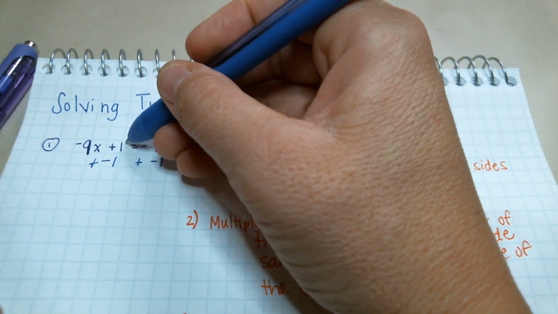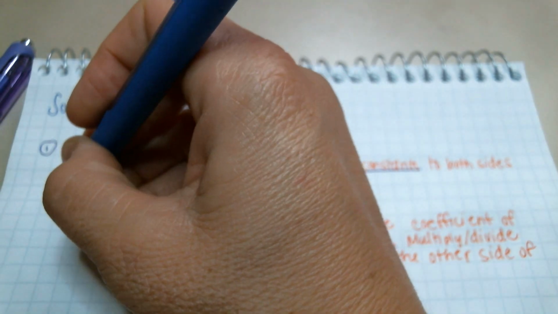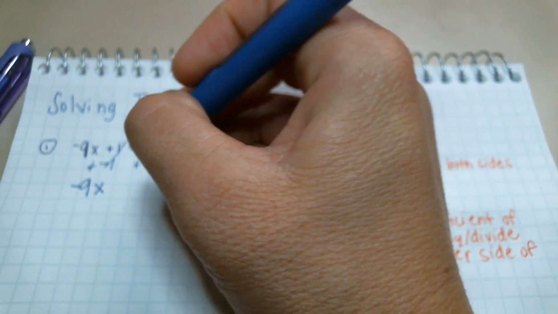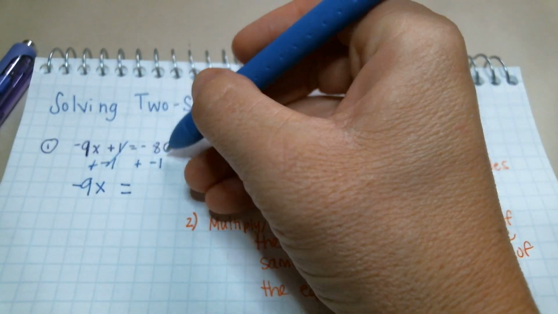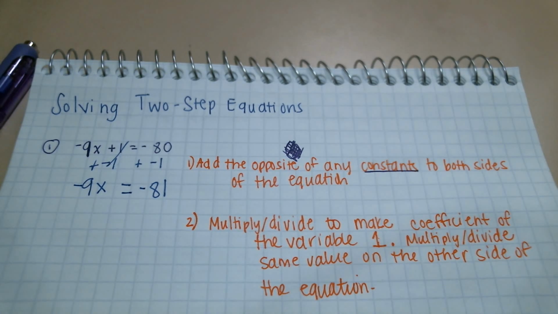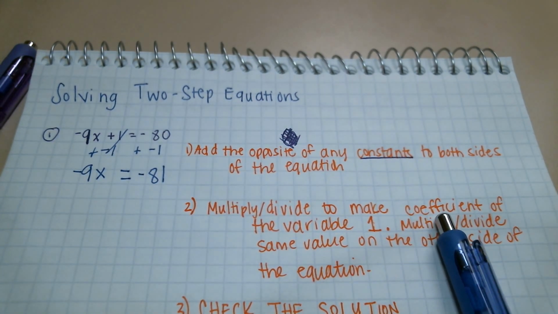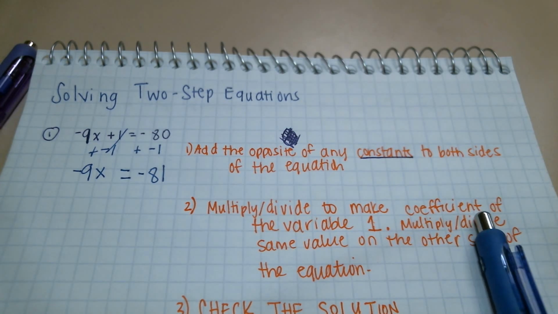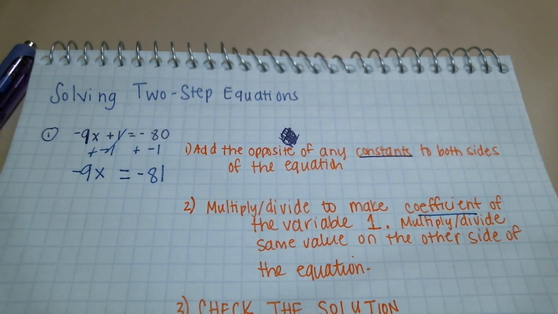So any number plus its opposite will give you 0. So this gives you 0. Cancels, how we would say that. And we're left with -9x on the left side equals, now -80 plus -1 is -81. Now, next thing I want to do on this is multiply or divide to make the coefficient of the variable 1. So I'm looking for that coefficient of the variable.